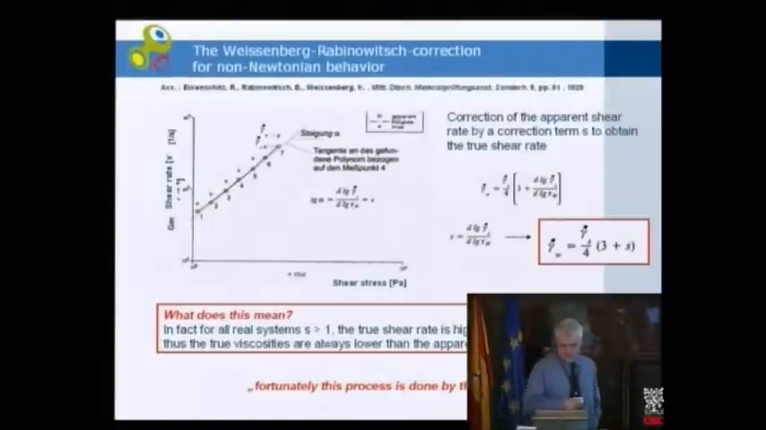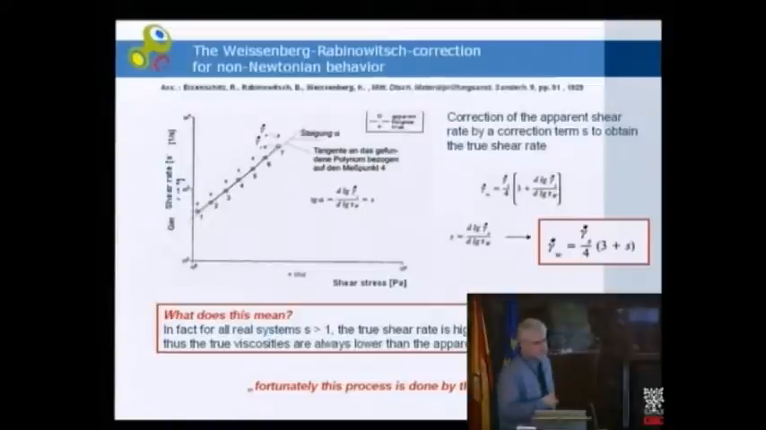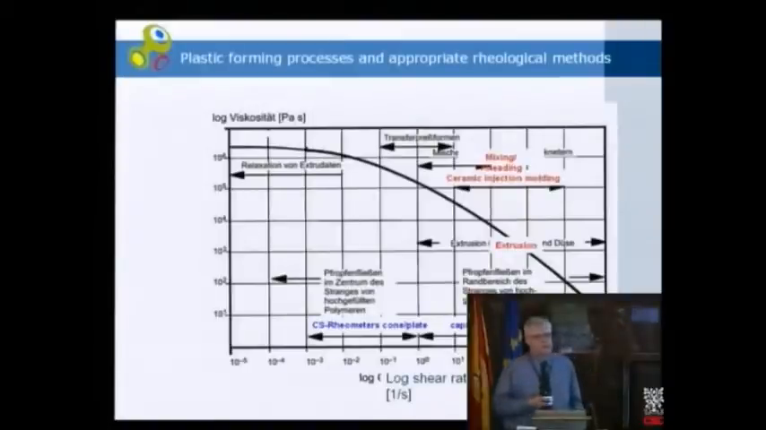Another correction which has to be done is this Weissenberg-Rabinowitz correction for non-Newtonian behavior. We are plotting the shear rate against the shear stress, and this is a correction for this non-ideality. So in fact, for all real systems, this factor S is bigger than 1. You can see here, here's a 4, here's a 3. If S is bigger than 1, then the true shear rate is higher than the apparent shear rate. So the true viscosities are always lower than the apparent viscosities measured. Fortunately, in most of the sophisticated rheometers, this process is done by the software. So what is the correct method to measure the rheology of such a highly loaded feedstock?